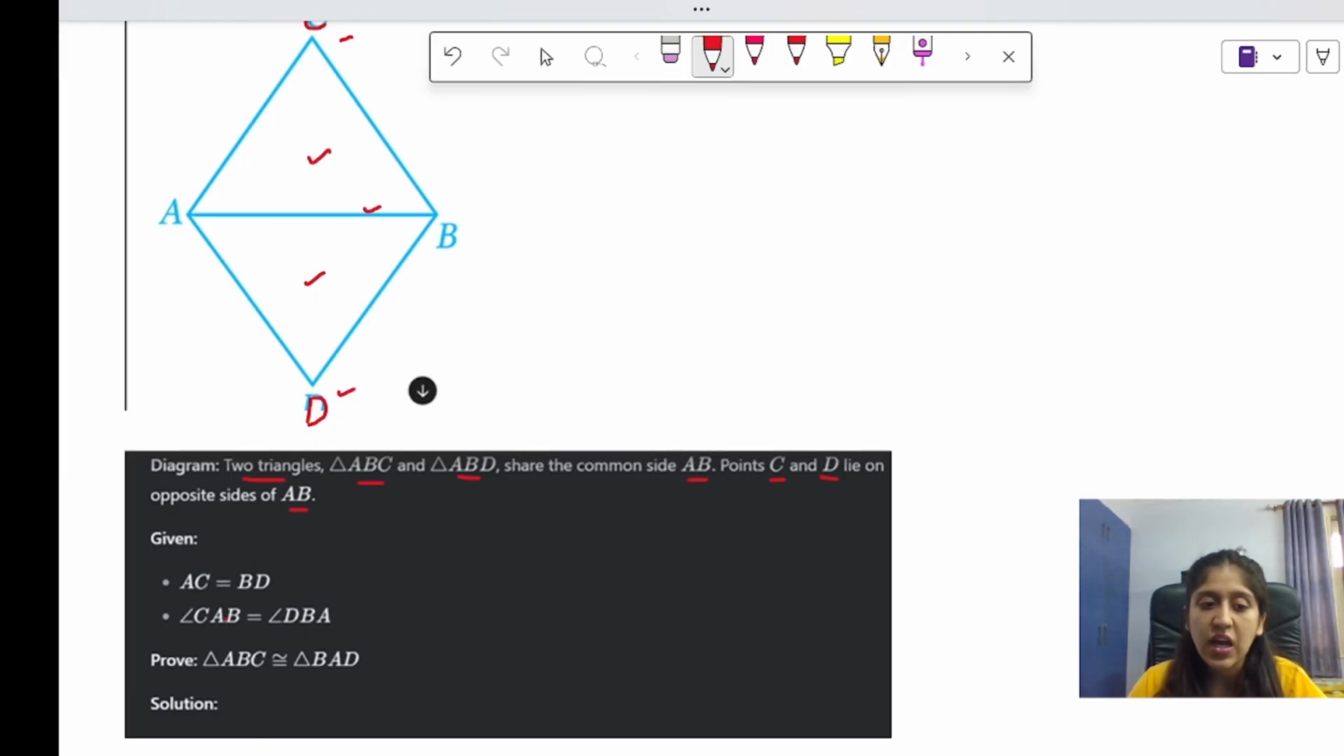Now what are we given, क्या given है, AC is equal to BD, ये हमें दिया हुआ है, ठीक है. Angle CAB is equal to DBA, so these two angles are equal. हमें प्रूव क्या करना है, हमें प्रूव करना है triangle ABC is congruent to BAD. What does this mean, ऊपर वाला और नीचे वाला हमें congruent प्रूव करना है.